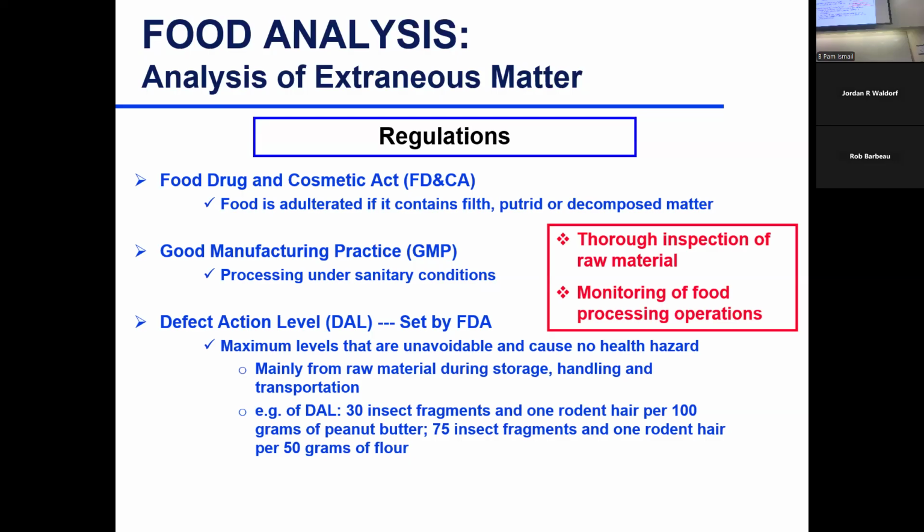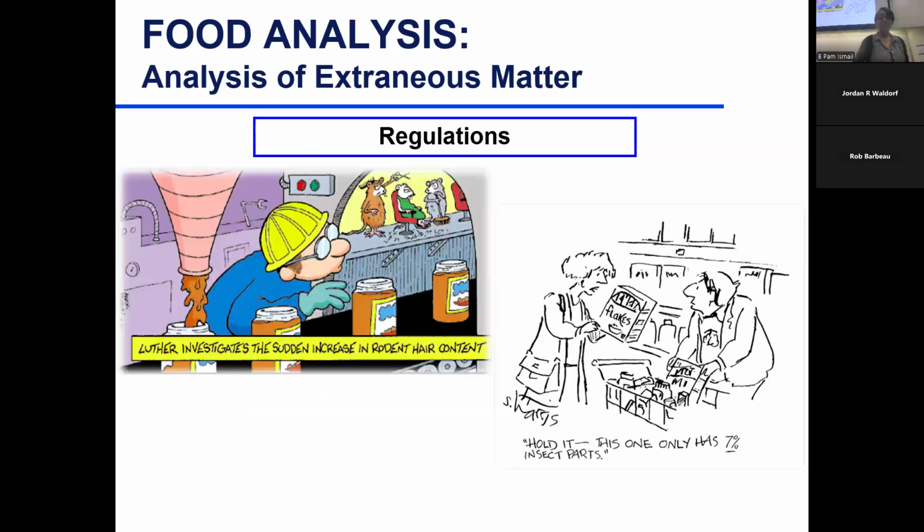Well, you know, protein. Yeah. Oh yeah, I'm coming to that. That is a problem, actually. Oh, here's just a joke for you guys. This guy in peanut butter almost notice an increase in hair. And this lady here, hold it. This one only has 7% insect parts, but we don't label insect parts, so that's not true.